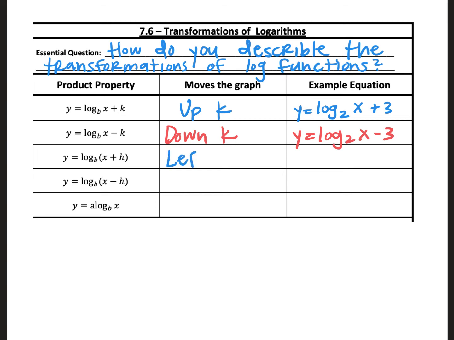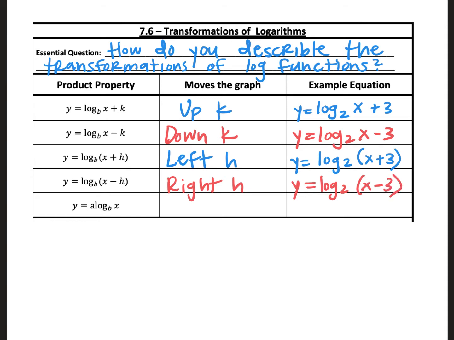So we're going to go left h. We could say y equals log base 2, and then this one would be in parentheses, x plus 3. That would move it to the left 3. Minus h on the inside moves it right h. And again, this one could be y equals log base 2 of x minus 3.